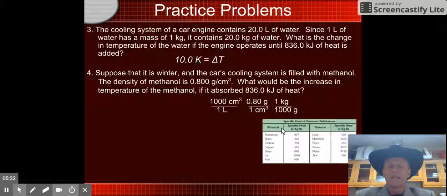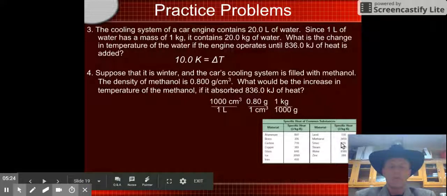Well, we could answer that question, if it's just bigger or smaller, by looking at the number. Water is 4180. Methanol is 2450. Water will not change as much as methanol. So we should expect a bigger temperature change with the methanol. So let's see here, the methanol space.